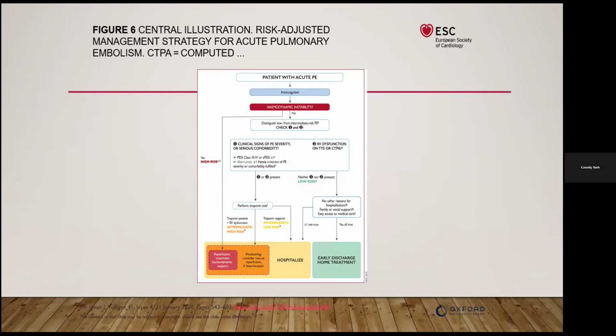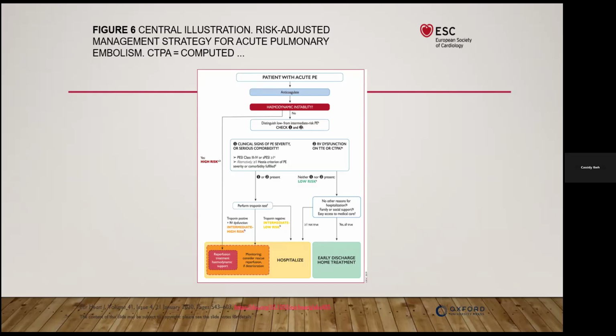Now, this is looking at the risk-adjusted management strategy for acute pulmonary embolism. Once a patient has acute PE, then you have to anticoagulate. Then you assess whether there is hemodynamic instability. This will help you know which patient you want to admit or which you want to send home. If there is hemodynamic instability, then that is high risk, and you want to commence reperfusion treatment and hemodynamic support.